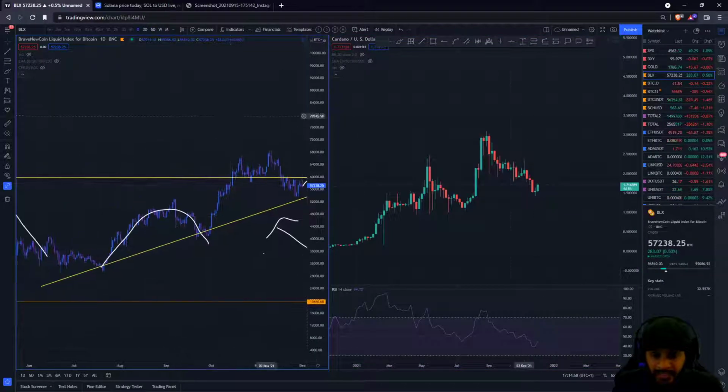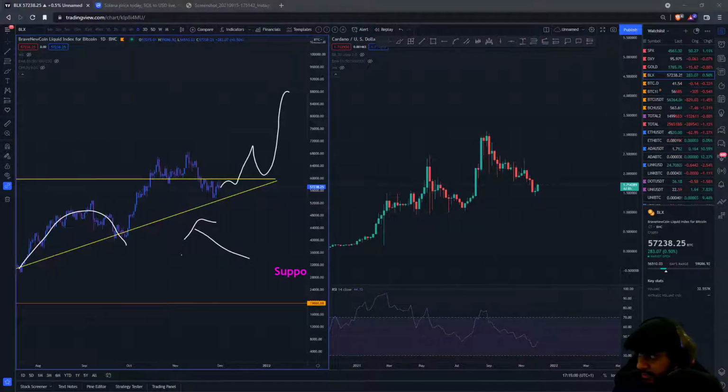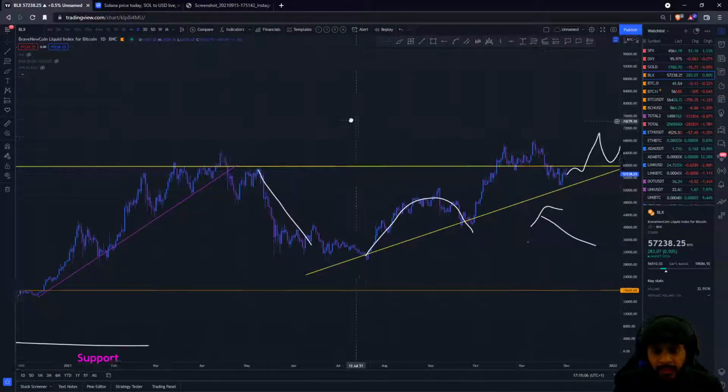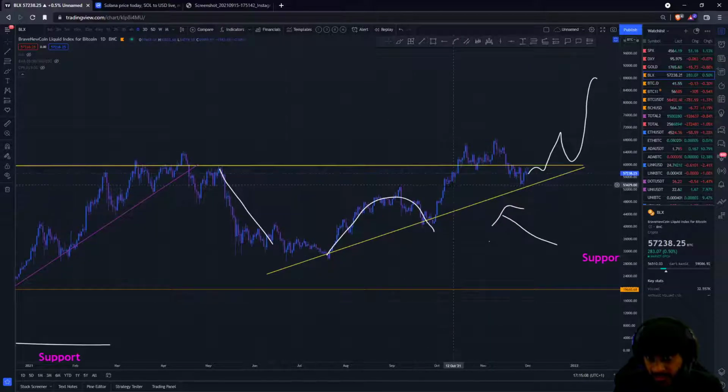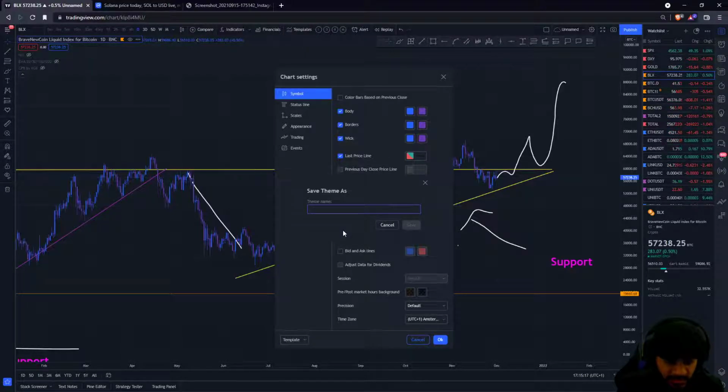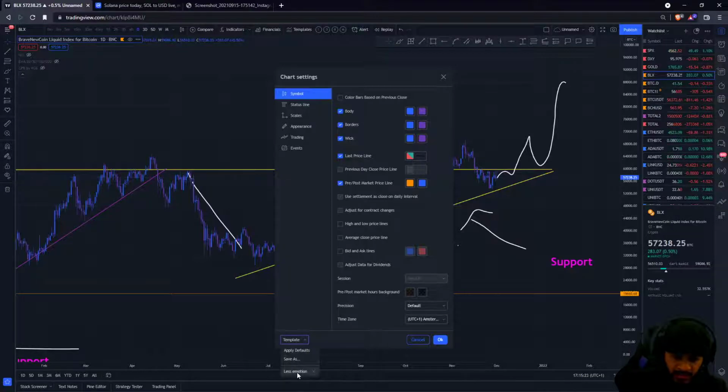And for me as an investor, I want to look at the chart in the most transparent way, without watching with emotions. That's my goal. This is the reason why I changed the color of the candles. So I basically changed the candle body colors over here. This is what I did. Save as default. Let's call it less emotion. We save it and boom, let's go to apply defaults.